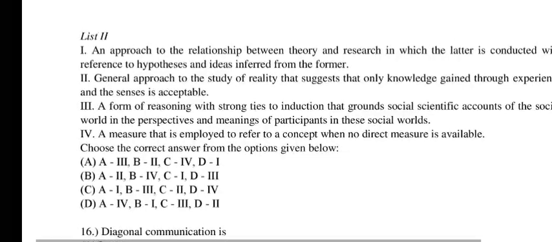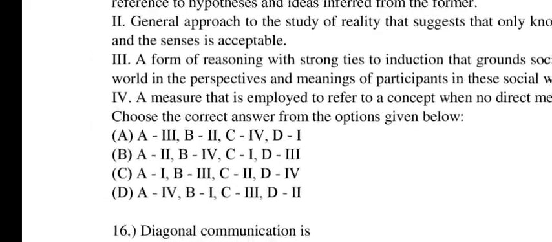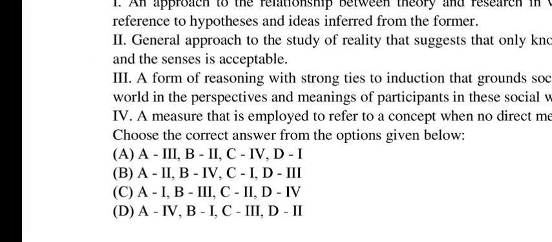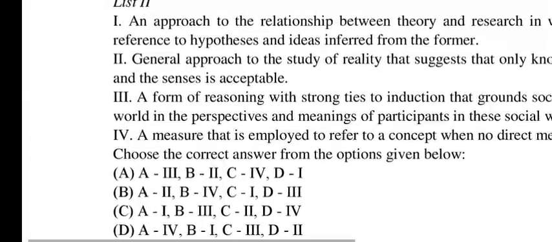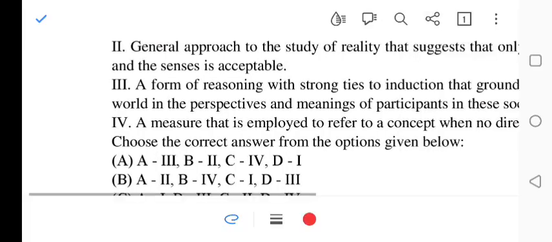So these are the list 1 and list 2. Now choose the correct option from the above list. These are the options for you. A3, B2, C4, D1. A2, B4, C1, D3. A1, B3, C2, D4. A4, B1, C3, D2. Number 15, it will be option B, that is A2, B4, C1, D3.